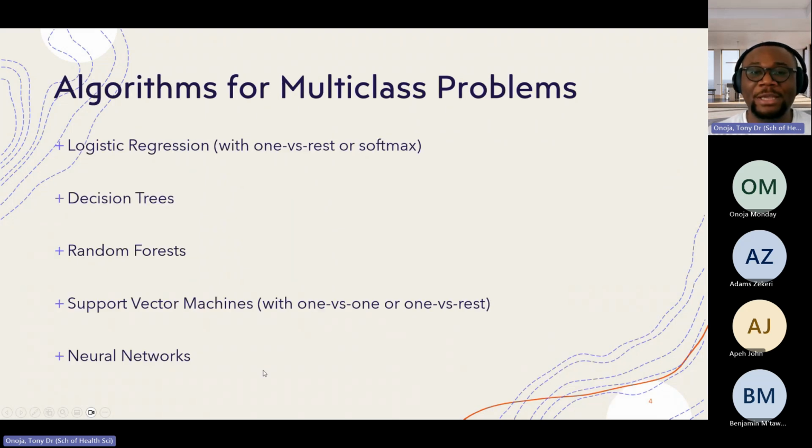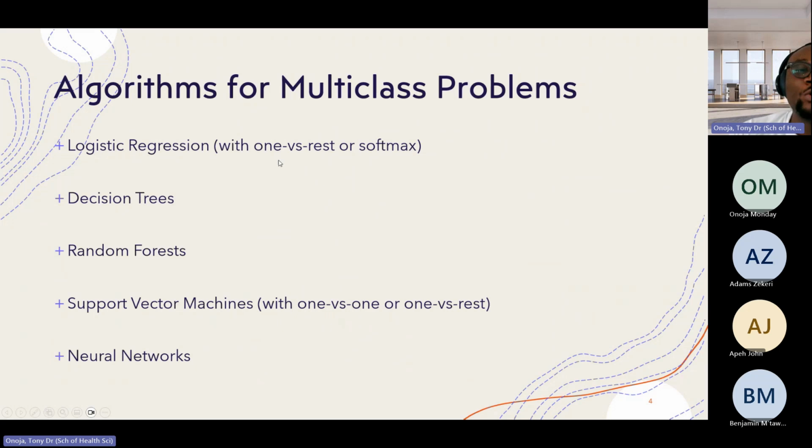Then, the same way we talked about using the algorithms on the binary case, we could also use the same algorithms in multi-class issues. But in this case, the algorithm will still be treating it as though it's working with a binary case. And this is what the algorithm is going to do.